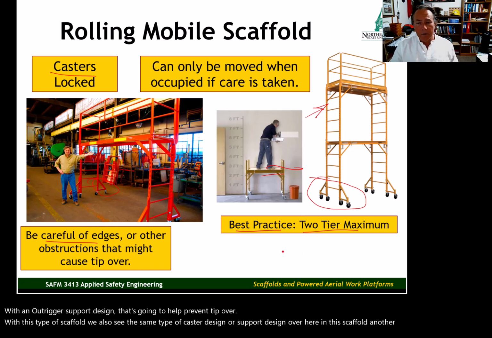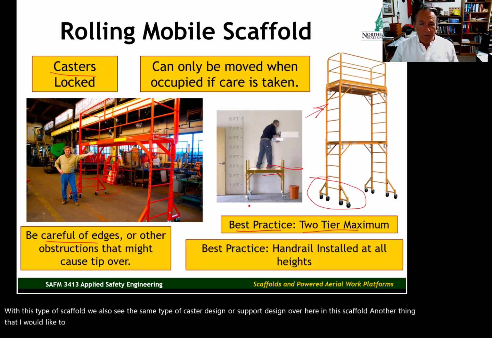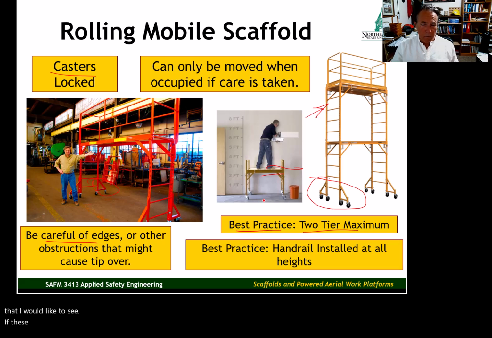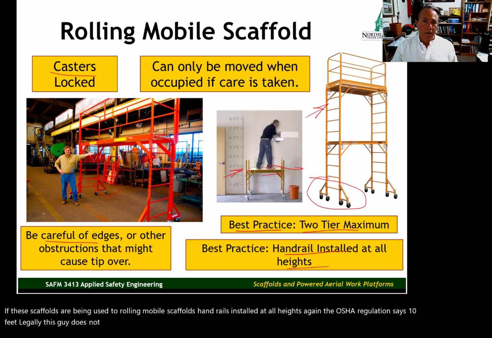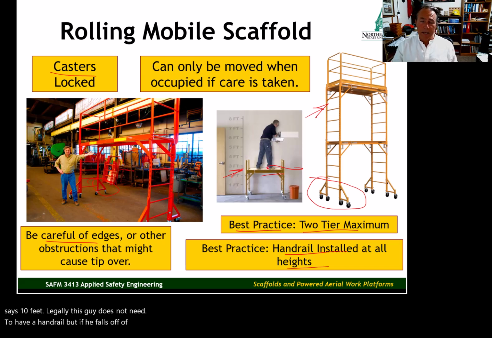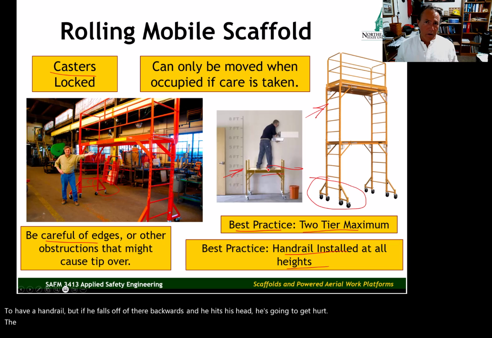Another thing that I would like to see if these scaffolds are being used, the rolling mobile scaffolds, handrails installed at all heights. Again, the OSHA regulation says 10 feet. Legally, this guy does not need to have a handrail. But if he falls off of there backwards and he hits his head, he's going to get hurt. The worst fall injury that I've ever had to work with was a worker who fell 4 feet off of a rolling mobile scaffold, and he hit his head on a stripping cart.